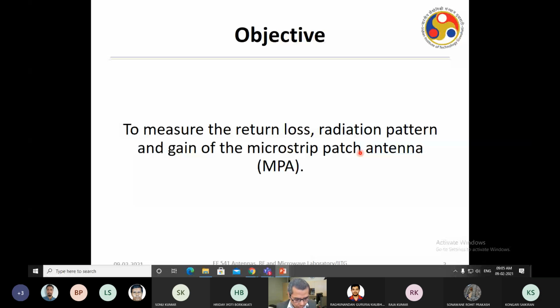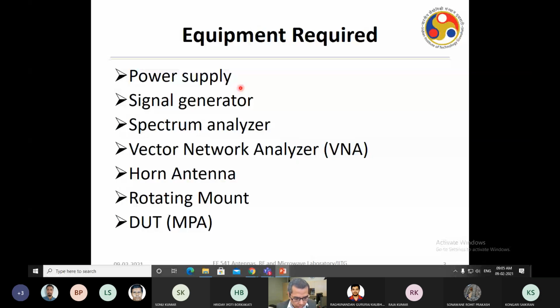These are the equipments required. You already know all these equipments. So the device under test is microstrip patch antenna. And we'll also use horn antenna, which is a little bit different from the usual horn antenna you have. Then we'll also have rotating mount, where you'll mount the antenna, DUT, and you can move it in clockwise and anti-clockwise direction. You can use VNA, spectrum analyzer, signal generator, and power supply.